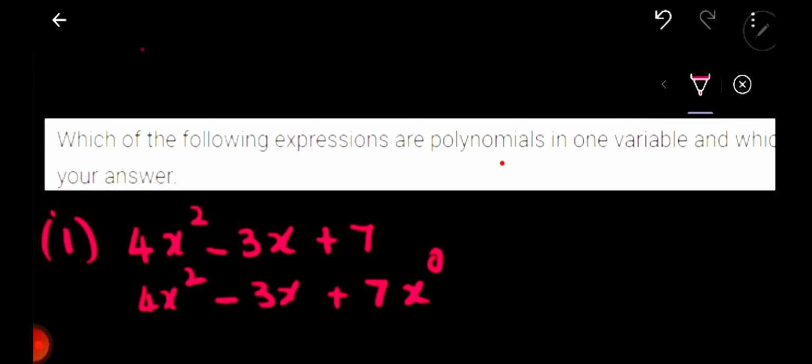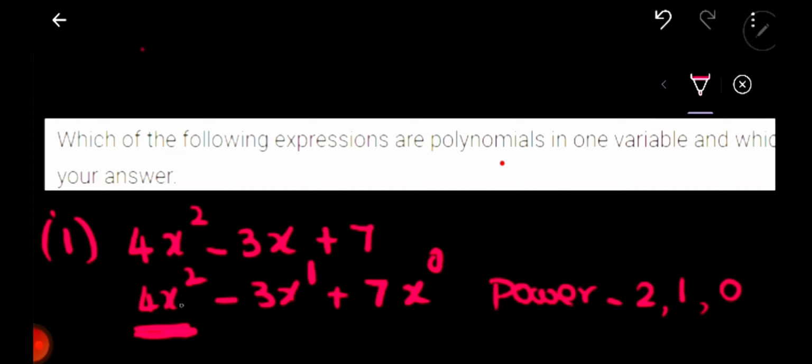And check the power of each term. The power of x in the first term is 2. For the second term the power is 1, since nothing is written, it means x to the power 1, and the next term 0. So the power of x in the first term is 2, in the second term the power of x is 1, and in the third term the power of x is 0.